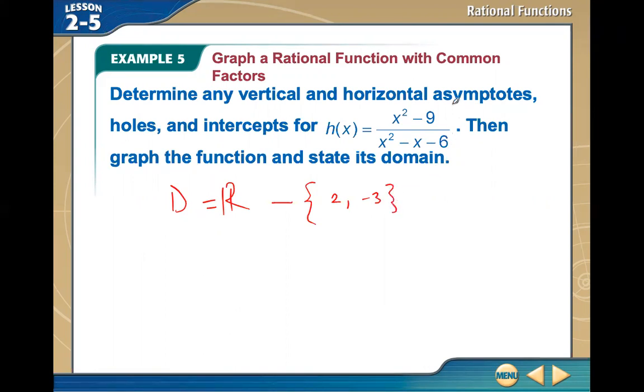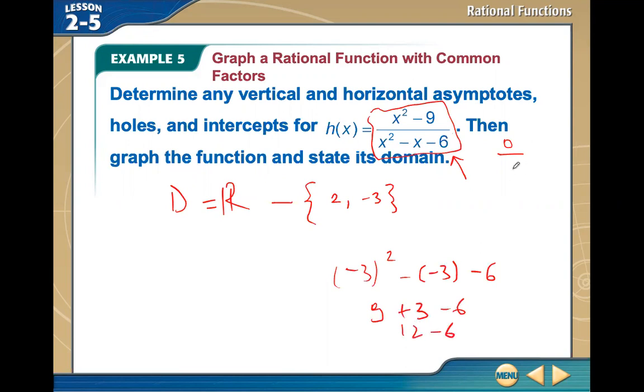You can say we are just canceling out, but this is the original function. And in the original function, if you put the negative 3, so negative 3 squared is 9, 9 minus 9 is 0. Yes, you are right. Negative 3 squared is 9, 9 minus minus 3, it's 12. Let us do it together. Negative 3 squared minus negative 3 minus 6. So 9 plus 3 minus 6, 12 minus 6, which is 6, 0 over 6, which is 0.